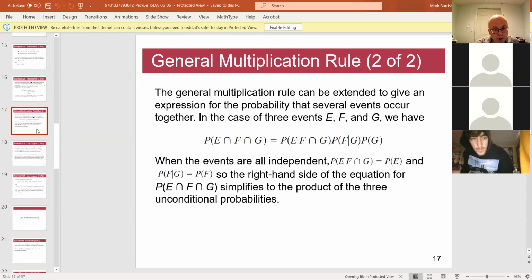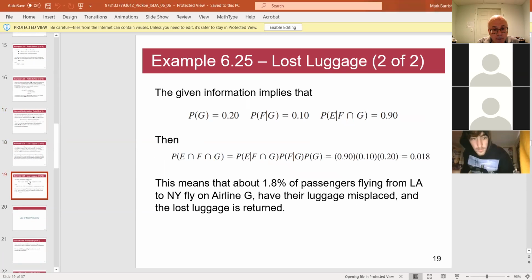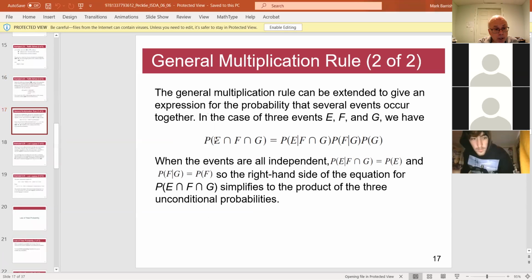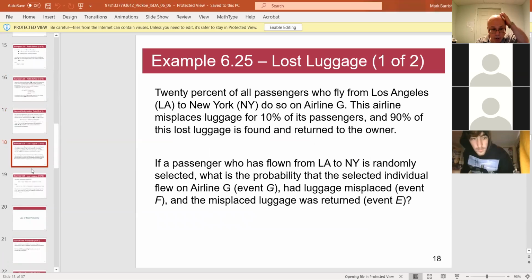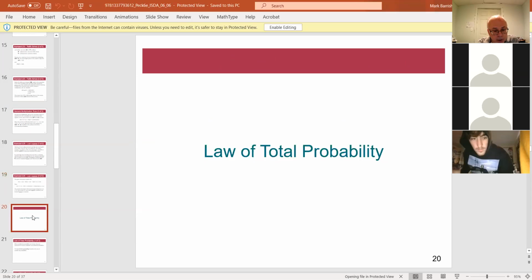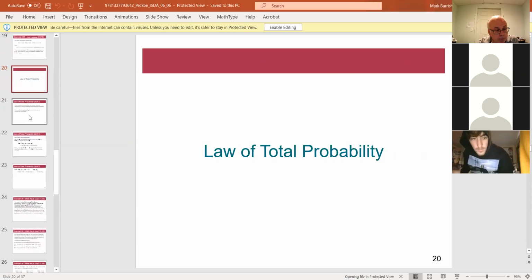And this is way too complicated for you guys, so we're going to skip that example. Just know that the example you're seeing here, not the traffic school example, but this one starting with the general multiplication rule and the one about the passengers, is a little too complicated. I will not test you on that, all right? I'll never give you one where there's dependence and there are three events. I'm not going to give you anything that looks like that, so don't worry about it. There's also what's called the law of total probability.